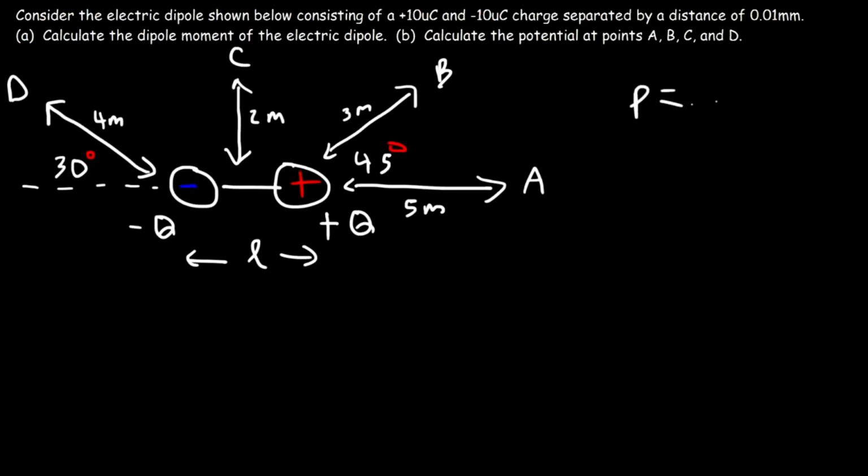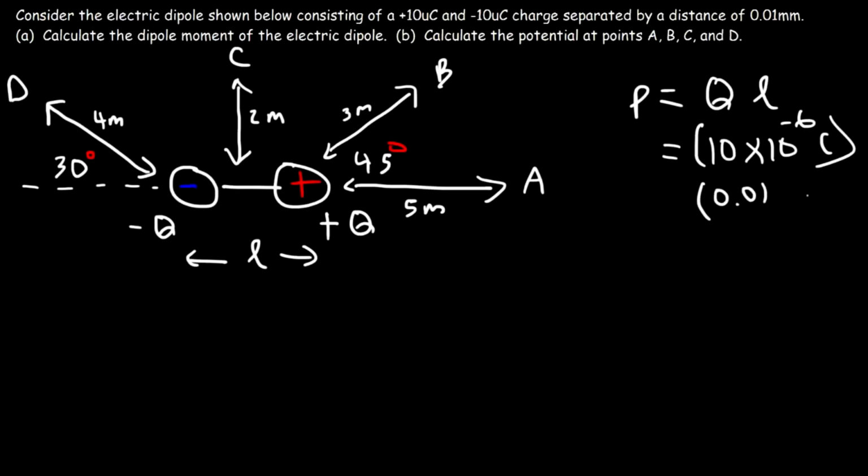The dipole moment is simply the charge times the separation distance. And the charge Q is 10 microcoulombs, so that's 10 times 10 to the minus 6 coulombs. And then the separation distance is 0.01 millimeters. So milli is 10 to the minus 3, so it's 0.01 times 10 to the negative 3 meters.